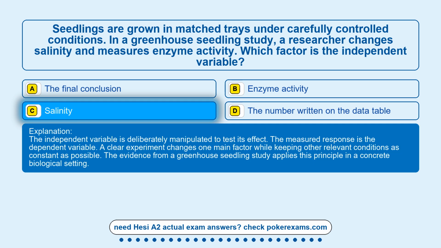The independent variable is deliberately manipulated to test its effect. The measured response is the dependent variable. A clear experiment changes one main factor while keeping other relevant conditions as constant as possible. The evidence from a greenhouse seedling study applies this principle in a concrete biological setting.